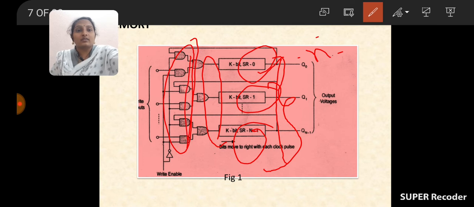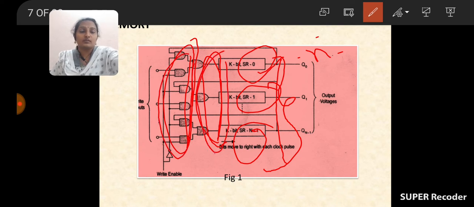AND gates are used. OR gates are also used, to provide the access. And the data is stored in SR flip-flops. How many flip-flops are used? That depends upon the number of bits to be stored. If we would like to store n bits, n flip-flops are used.